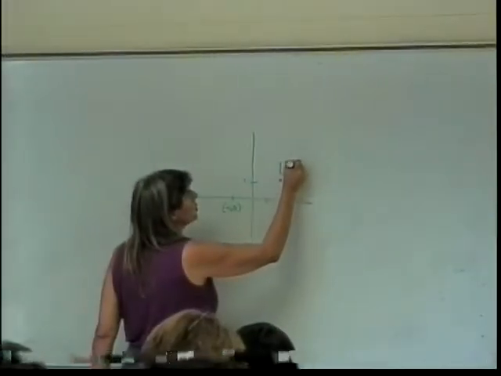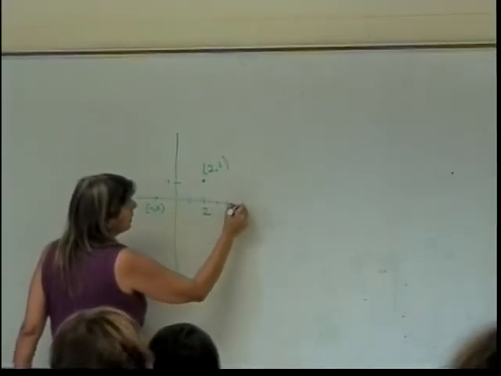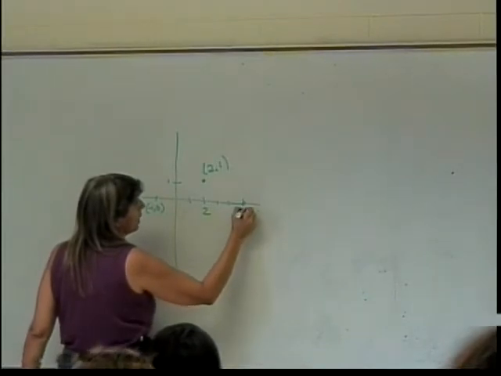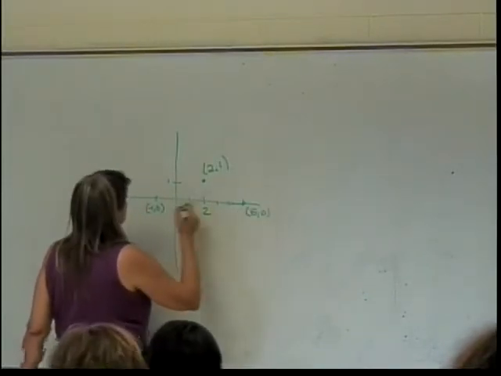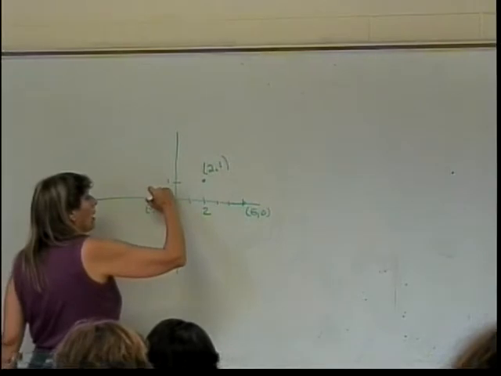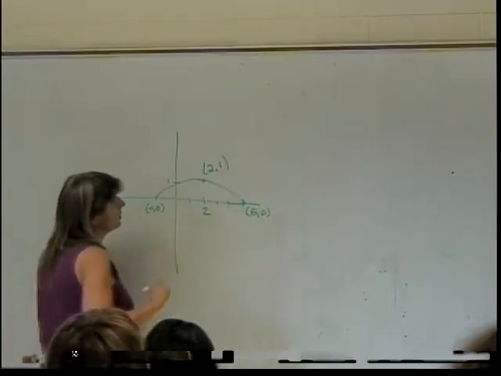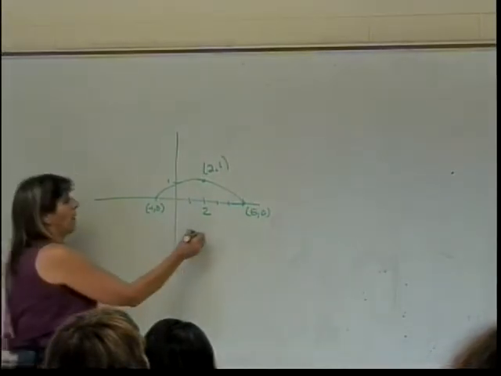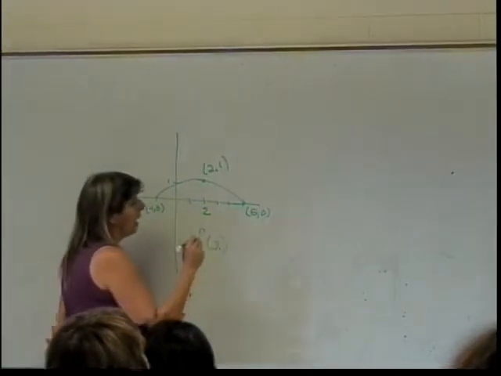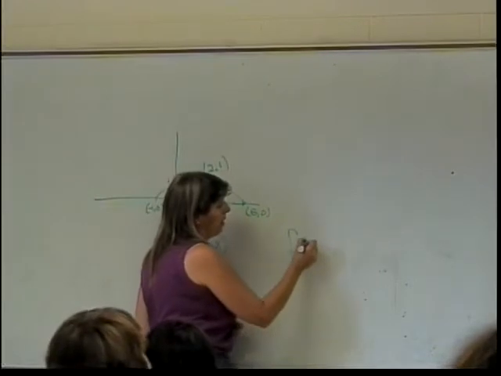So I have a point at 2, 1, 3, 4, 5. And I have a point over here at 5, 0. So I have a graph that looks vaguely like this. And I'm told this is the graph of f of x. I want to find the graph of f of 6x.